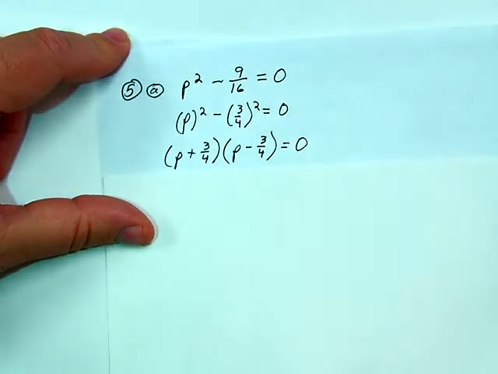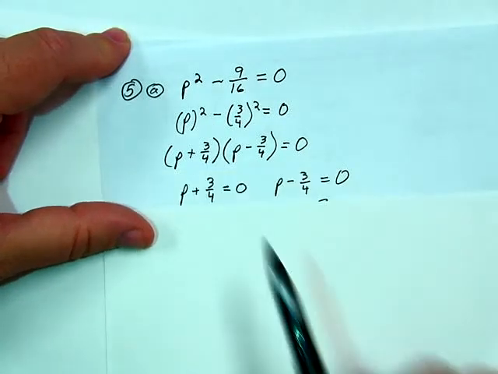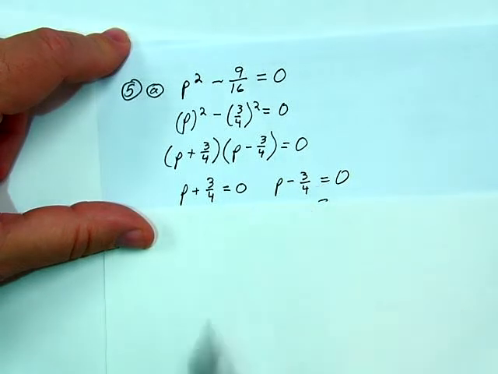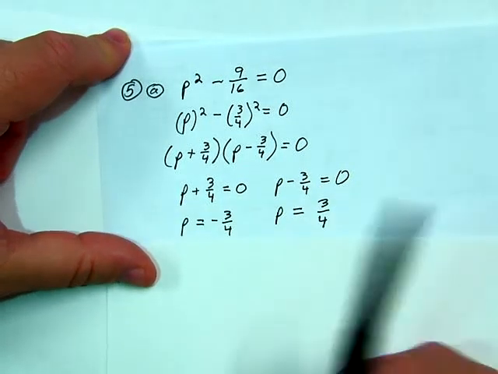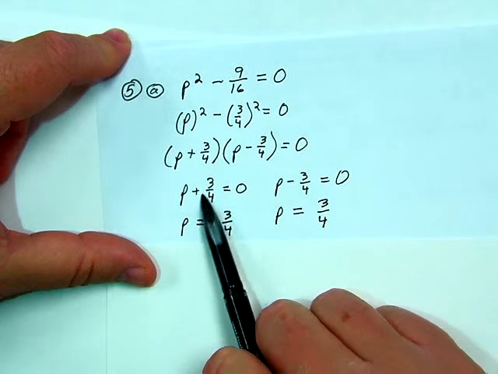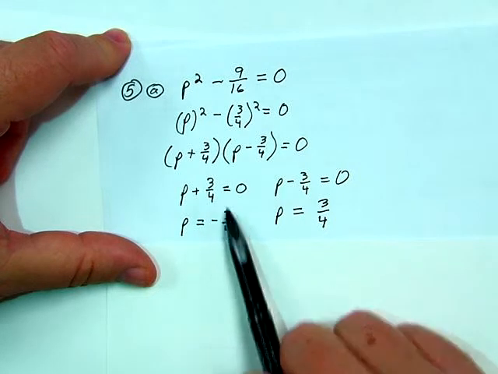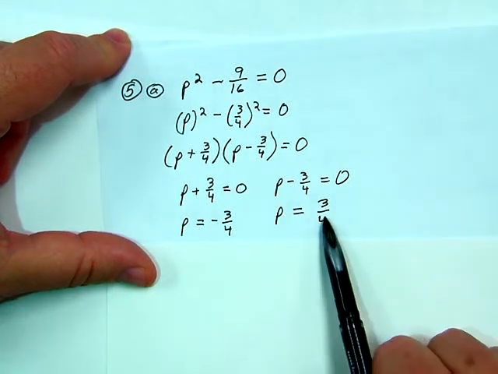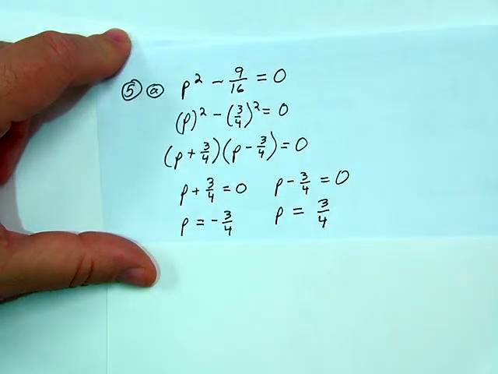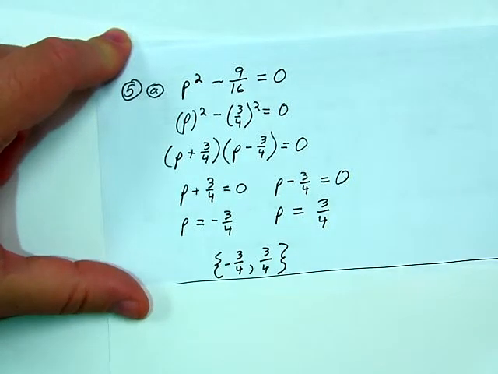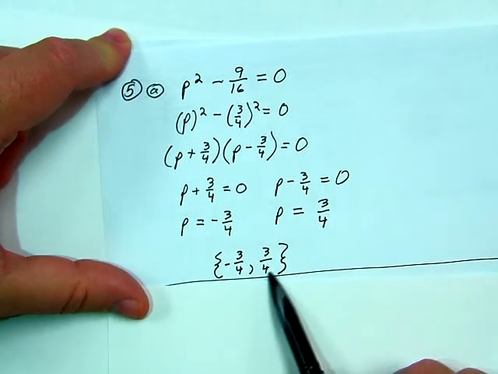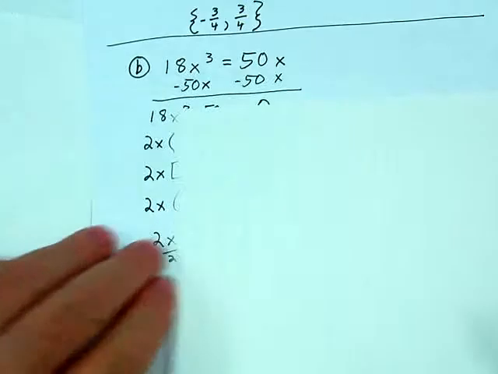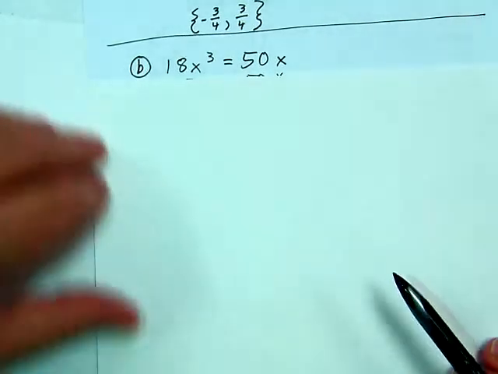So we use our zero product theorem, set both factors equal to 0, and solve for each p value. So subtract 3/4 from this one, I end up with negative 3/4 as my value. I add 3/4 to this one, I end up with positive 3/4. So my solution set for this problem is negative 3/4 and positive 3/4. Let's look at example B in the book for number 5.